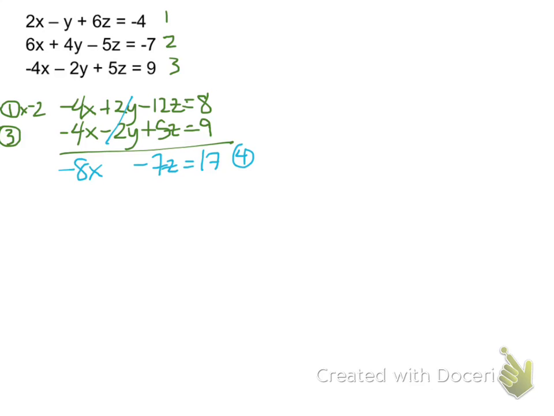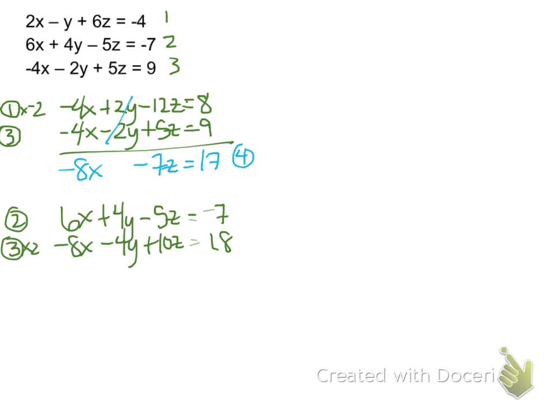And now I need to eliminate the y term again. And there's multiple ways you could do this. I just happened to pick the y term, but we could have eliminated either of the other variables as well. But now I'm going to take equation 2, and I'm going to multiply equation 3 by a +2. And now if I add those two equations together, again I will eliminate the y's. And I'm going to name this equation number 5.